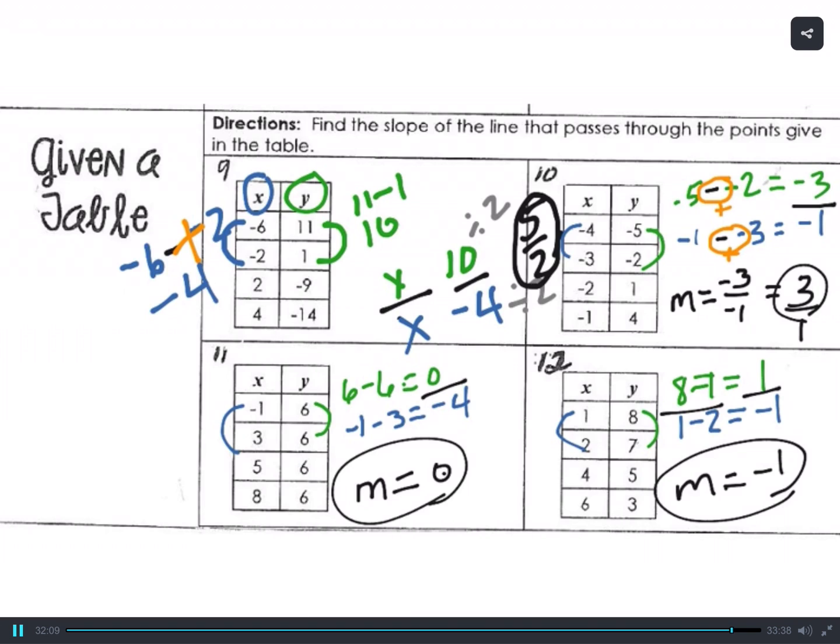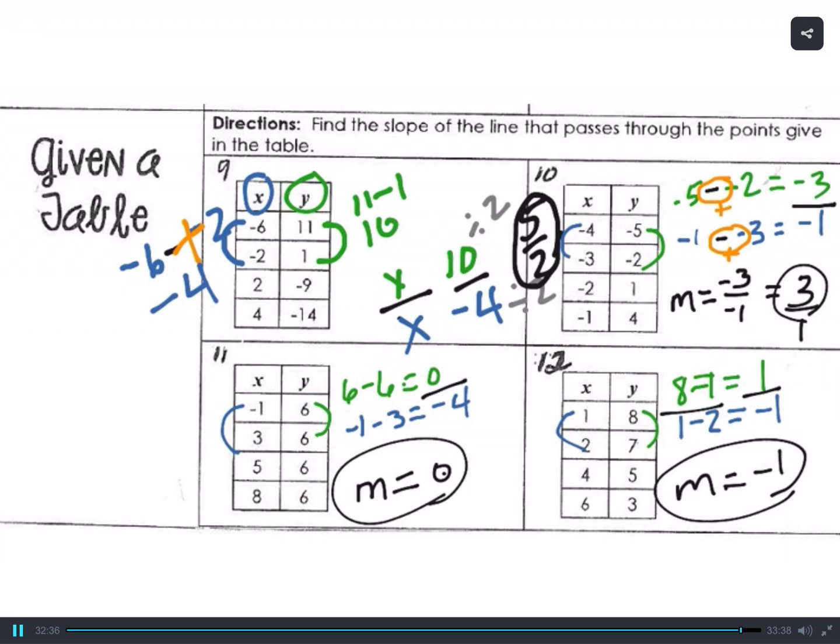Now, even with these tables, if you chose to plot the points and to count your rise and your run, you could do that, just like we did the other day with our Unit 4 Lesson 2 when we were learning about creating function tables and then graphing linear equations using the tables. Okay? All right. I hope this helps you all with your assignment that you have tonight to practice slope.